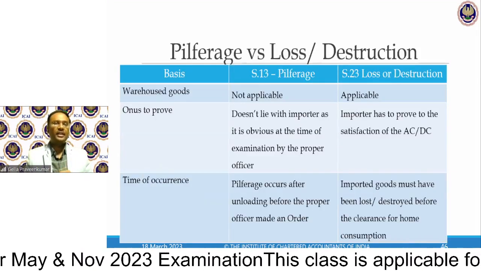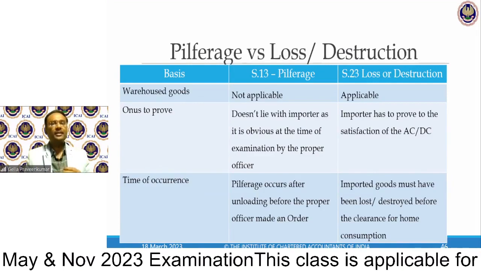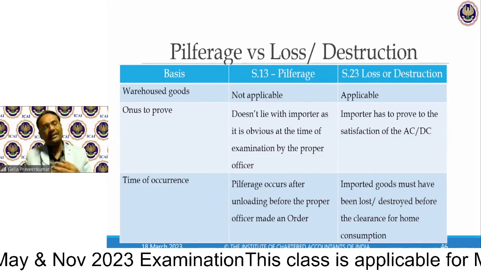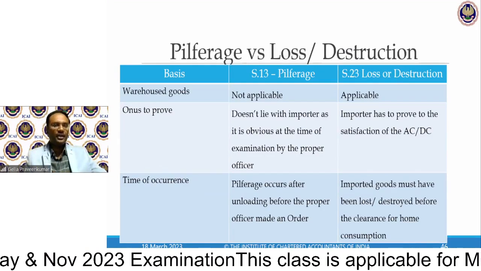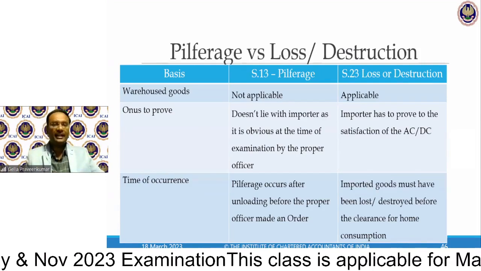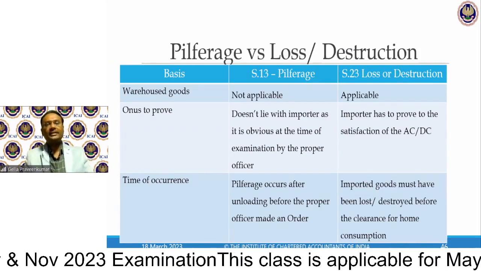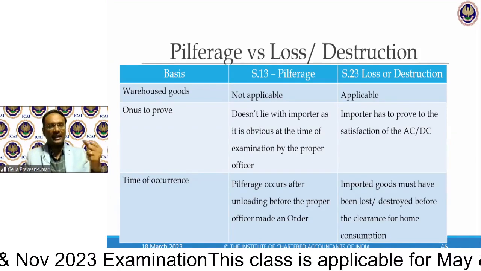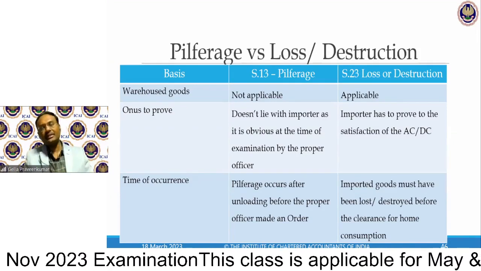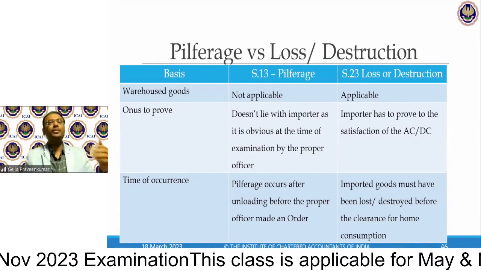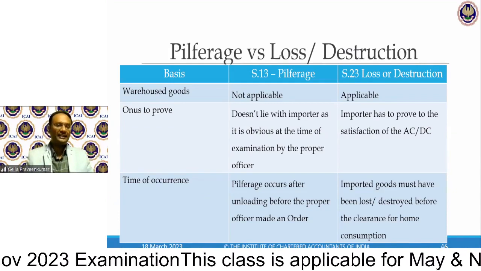Warehouse goods: in case of pilferage, it is not applicable. For loss or damage, even that can happen in a warehouse. Owner's proof is not required under Section 13. The reason is that when you look at the package, it is a petty theft, apparently available. In case of Section 23, the concerned importer has to prove to the satisfaction of the AC or DC.